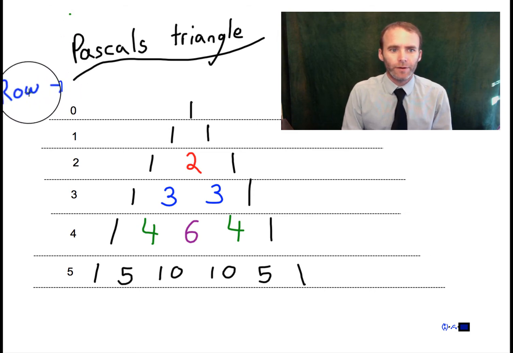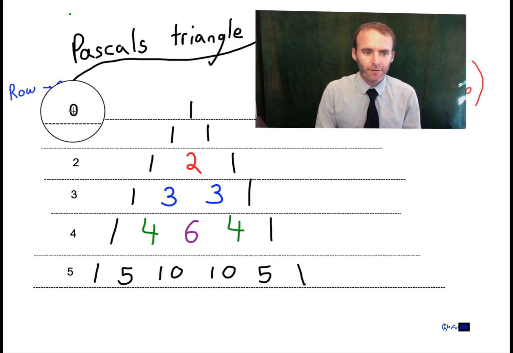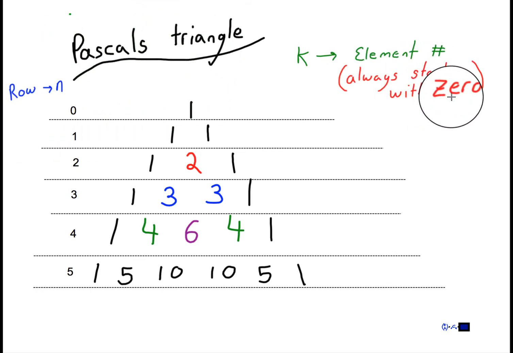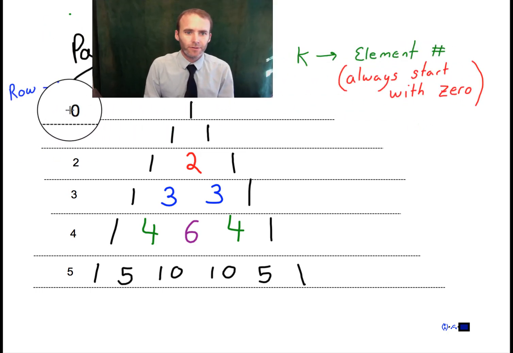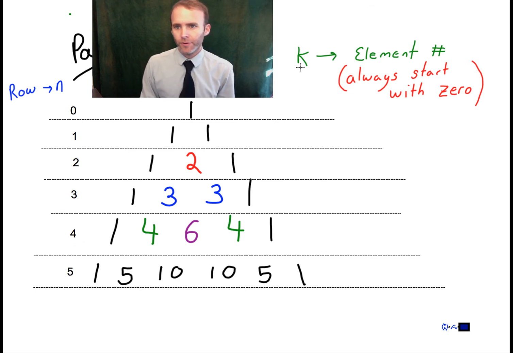Now let's look at this. The row over here, we're going to represent as an N. So we're going to use the letter N to represent the row, and we're going to start off at 0. Here's a quick tip: always start with 0 in Pascal's triangle. So the rows start at the 0th row, 1st row, 2nd row, 3rd row, 4th row, and 5th row. Now we're going to have another letter represent the element number. K is the element number, and again, always start with 0.